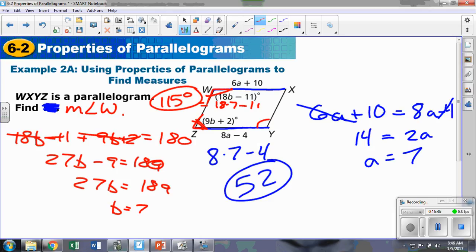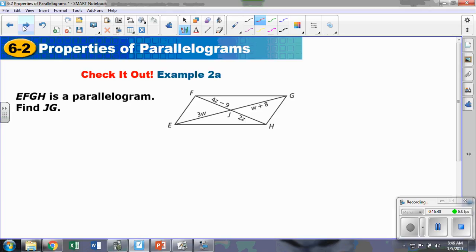So, third one. What equation could you create based on this relationship? What equation can you create based on what you're being asked to find? We're being asked to locate JG. JG is a part of a diagonal. And we know that the diagonals bisect each other. So the relationship you're supposed to recognize here, those two things are the same.